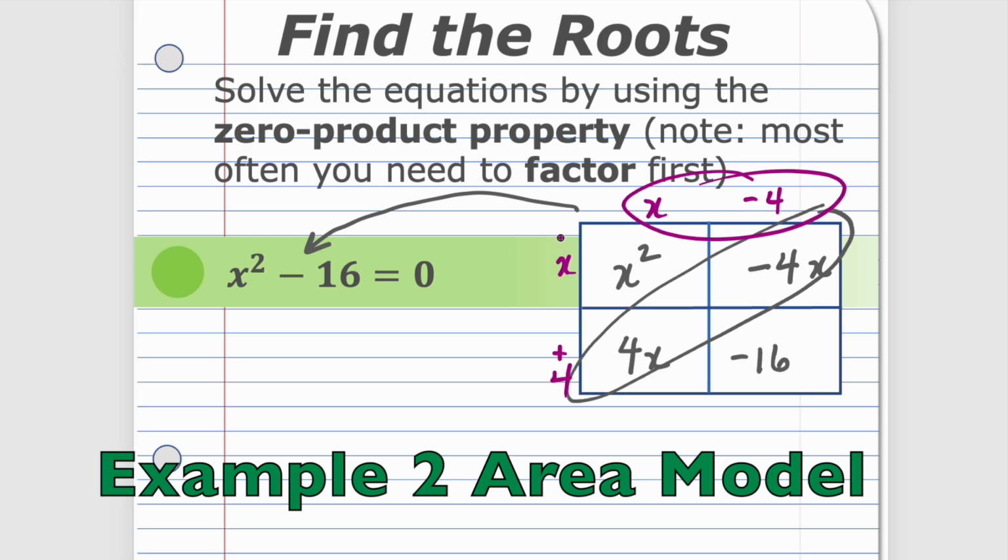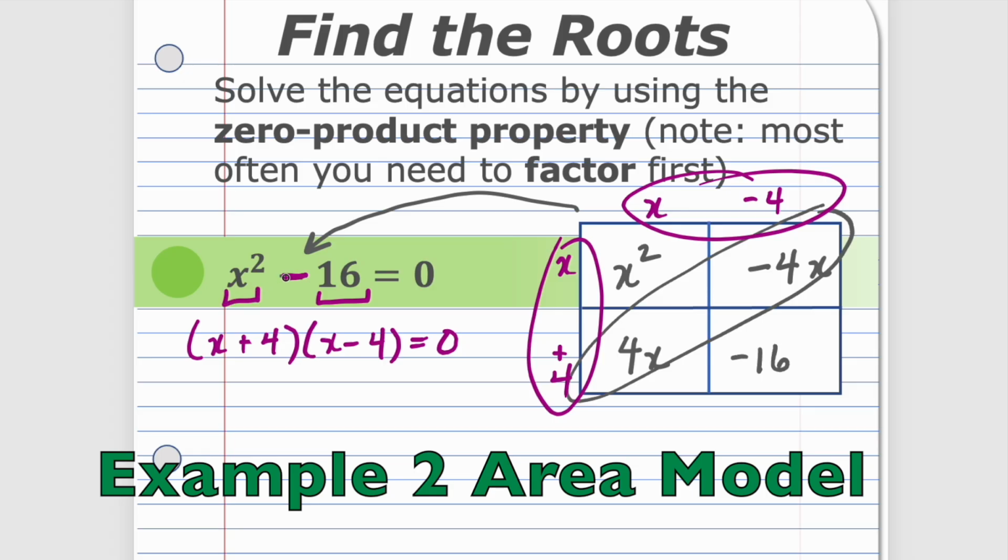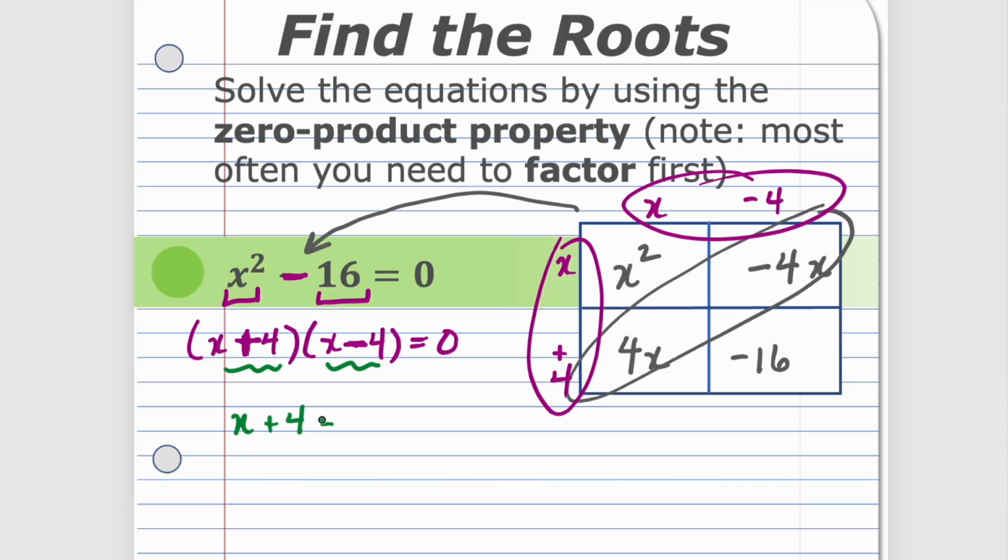x minus 4 times x plus 4, which we can write in any order. Notice we have a perfect square here, and a perfect square here. We have a difference of perfect squares, a difference of squares. A quick way to factor those is you put a plus and a minus and take the square root of both of these and then insert them. We have a product. We can apply the zero product property. x plus 4 equals 0, or x minus 4 equals 0. x is equal to negative 4, or x is equal to positive 4.